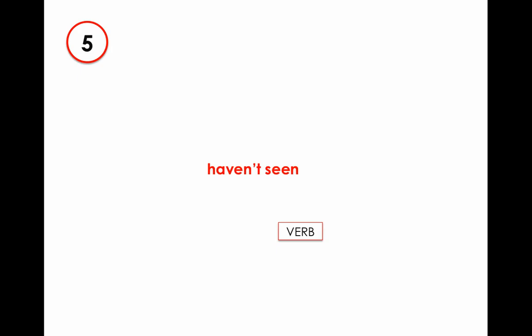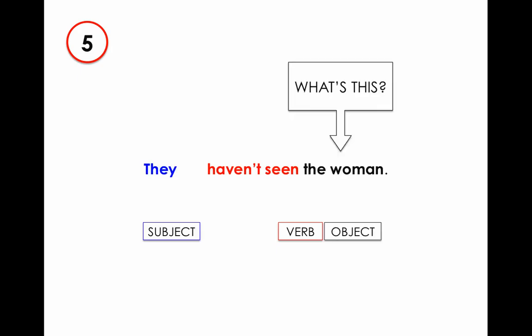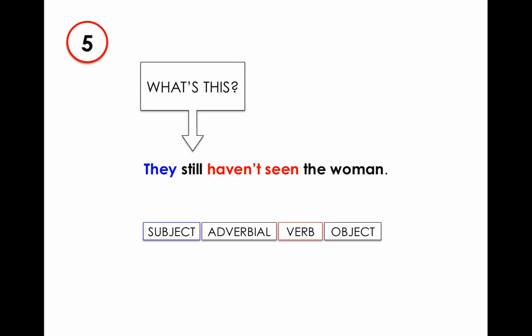Or, they haven't seen the woman. There's something that goes between the subject and the verb phrase. Can you think of something that can go there? This is my idea. They still haven't seen the woman. So we've got here the subject and then the adverbial and then the verb and then the object.